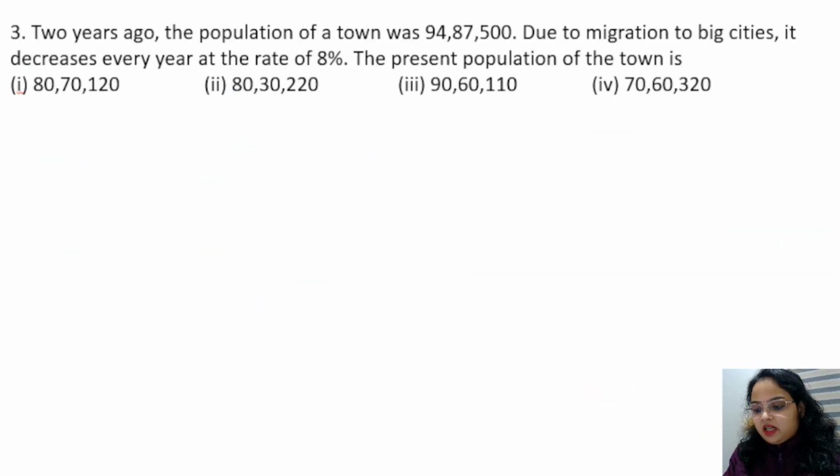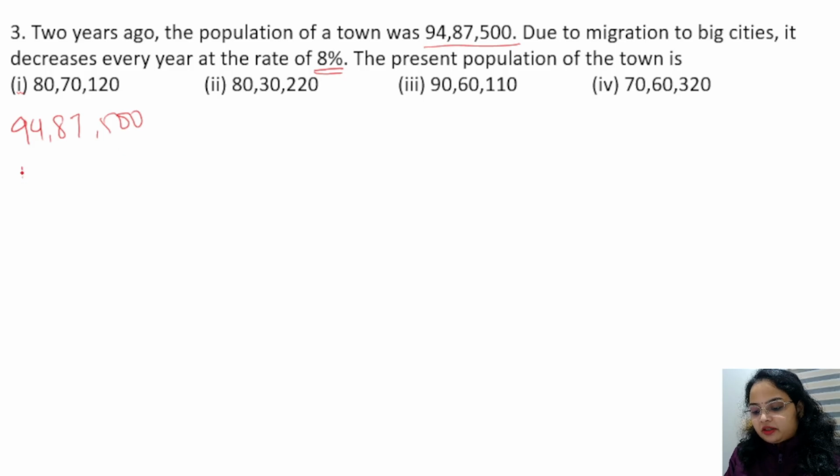Next one. 3 years ago, the population of a town was 94,87,500. Due to migration to big cities, it decreases every year at the rate of 8%. The present population of the town is what? See, initially it was 94,87,500. So every year it is decreased by 8%.